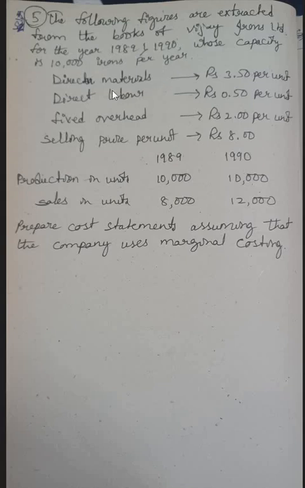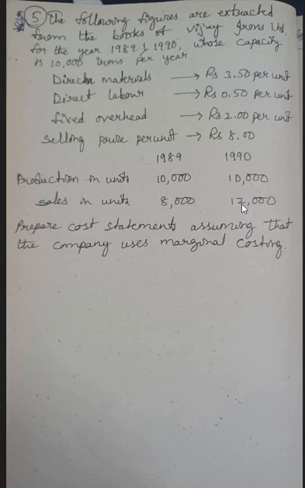Direct material is given as 3.5 per unit, and direct labor 50 paisa per unit. Fixed overhead, which is nothing but your fixed cost, is 2 rupees per unit. Selling price per unit is 8 rupees. It produced 10,000 units in 1989, and out of 10,000 units it sold 8,000 units. In 1990 it produced 10,000, but it sold 12,000.